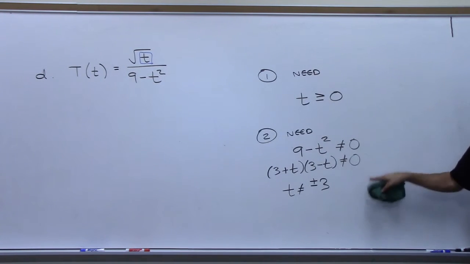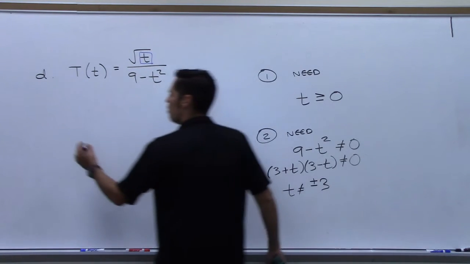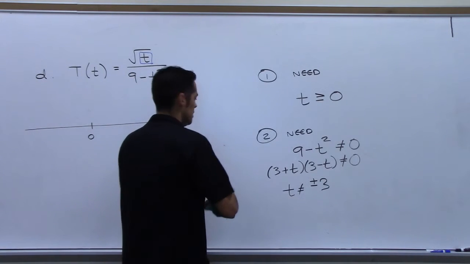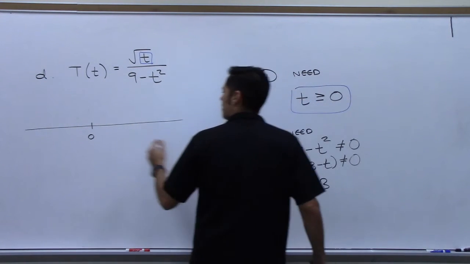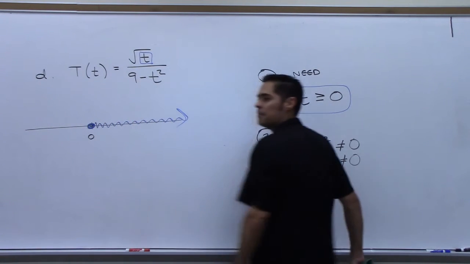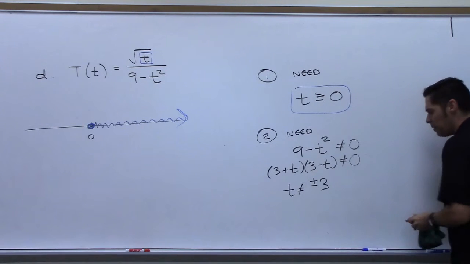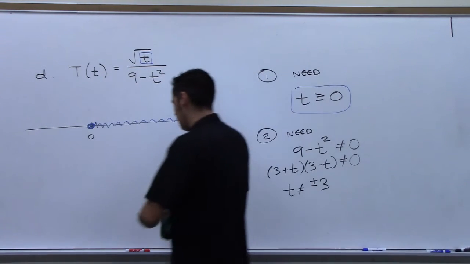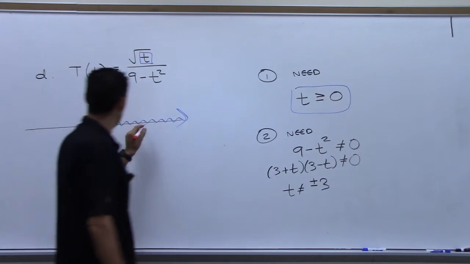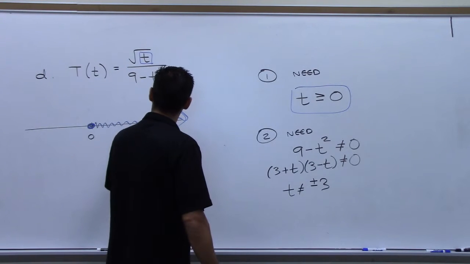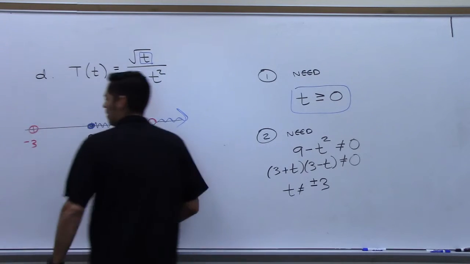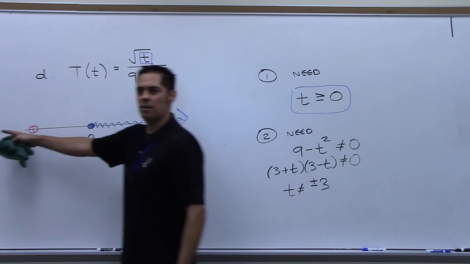So let's put this information together, all right? On part 1, I'm saying on a number line, I'll do this in blue, that t must be bigger than or equal to 0. So it's everything from 0 to the right, yeah? And then on the second part, I'm saying that you cannot have what? 3, which is over here, right? Or negative 3, I must take that out. But yeah, the blue already told me I couldn't be over here.